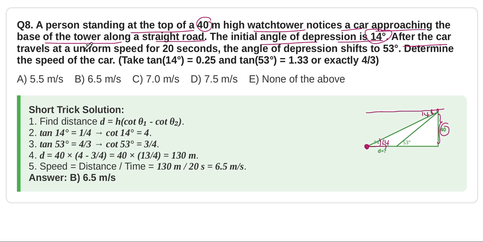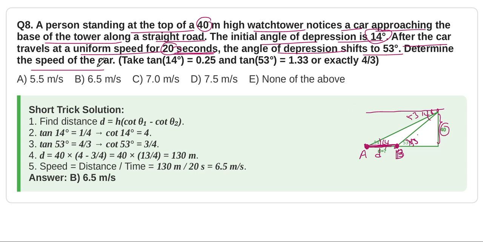The car travels at uniform speed, and after 20 seconds, time is given, the car has covered some distance. Let's say the car covered distance D and reached point B, and this is the starting point A. After 20 seconds, the car reaches point B, and at that time the angle of depression becomes 53 degrees. This angle is 53. So the angle of elevation from the car to the tower is also 53. The question is: determine the speed of the car.